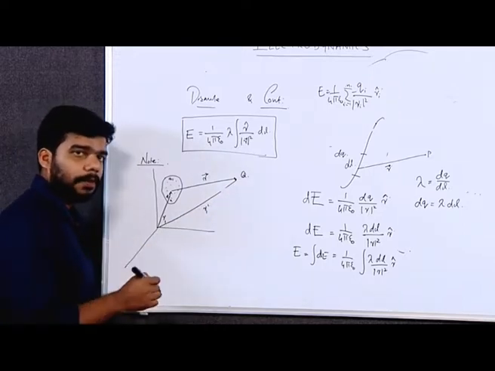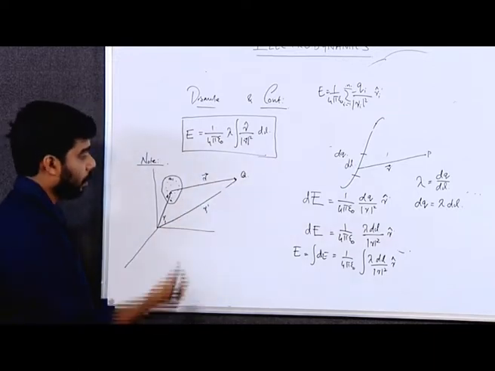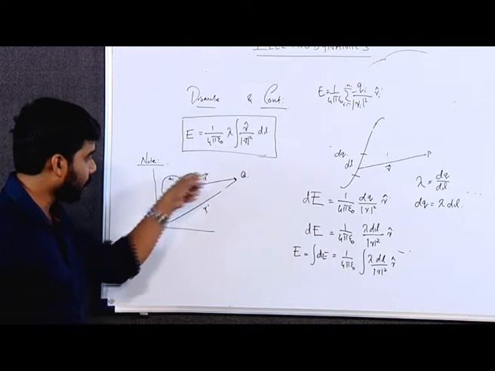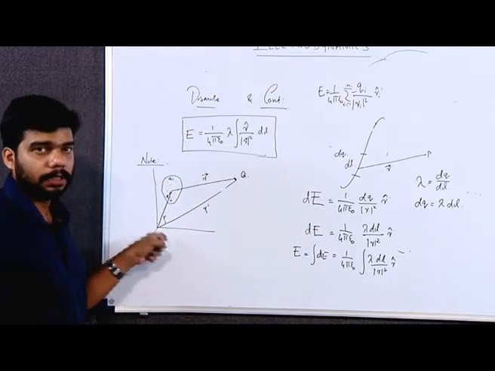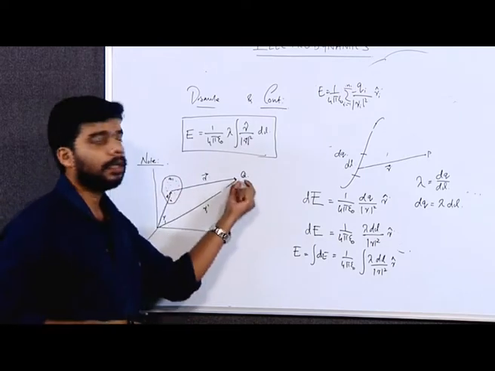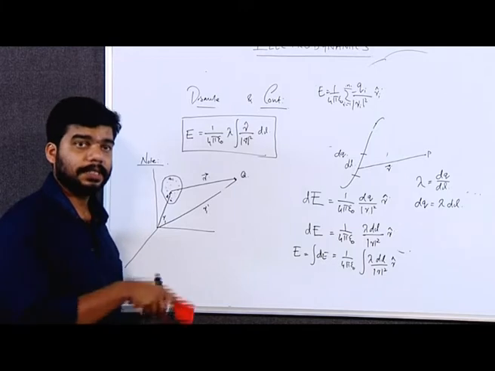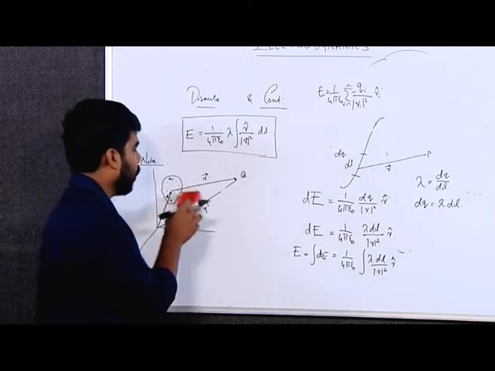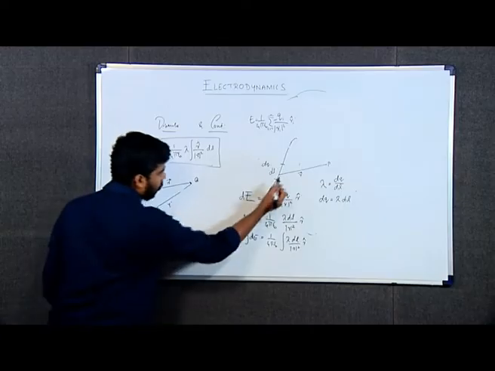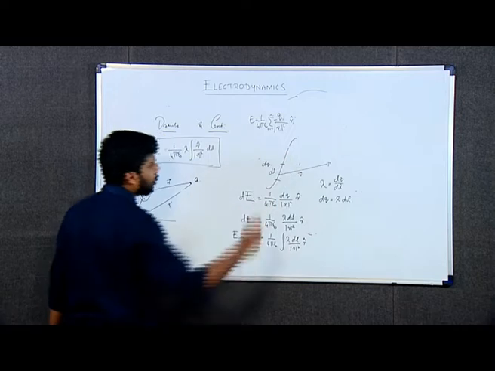Q is at the field point, so from the source point to the field point is this distance r. Don't mix it with the distance r from the center. This r is not from the center, this r is from the source point to the field point. The whole paper deals like this: always the r is from the source point to the field point. Similarly, this is the source point and this is the field point, so I named it r.